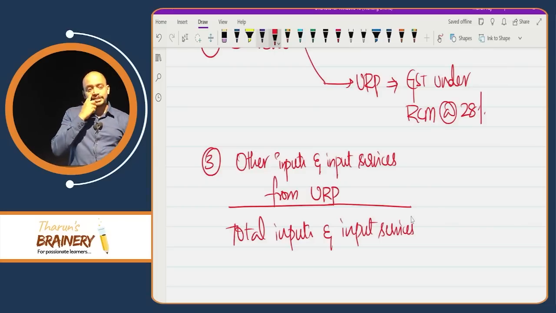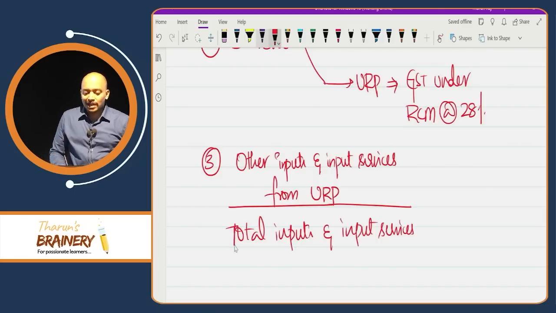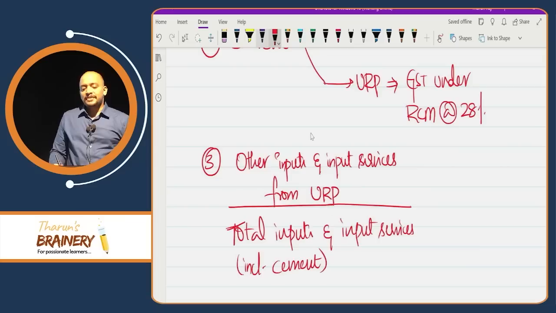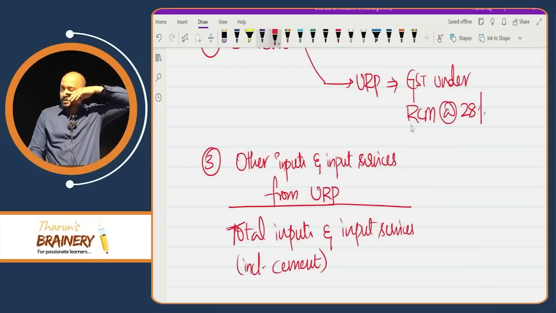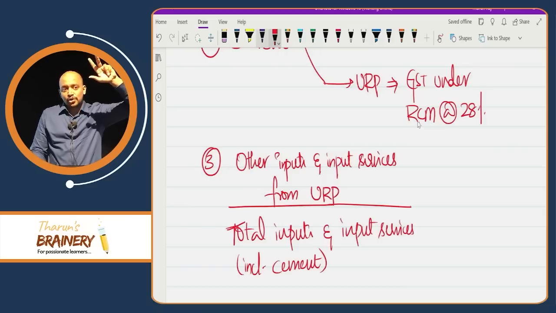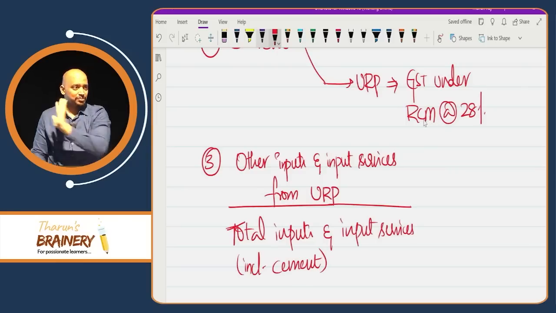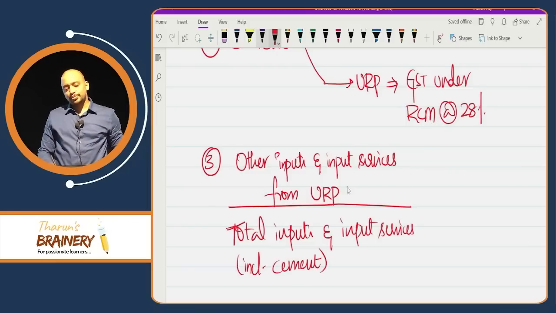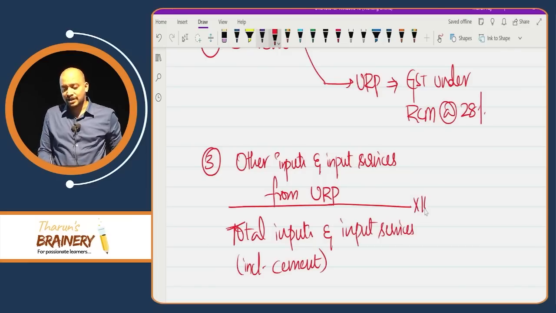Other inputs and input service from unregistered person divided by total inputs and input services including cement. And when you take this, you should not take 5. What are they? Electricity, petrol, diesel, natural gas, TDR, FSI and long-term lease, because for that this is not applicable, correct? So other inputs and input service from unregistered person divided by total inputs and input services into 100.